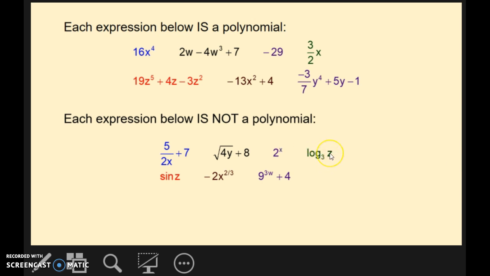Log base 3 of z is not a polynomial. Log functions would not be considered polynomials. Same thing with sine of z. That one would not be a polynomial. Although it is a smooth continuous curve, it doesn't quite fit the characteristics of polynomials. And then here, negative 2x to the 2/3 power would also not qualify because we have a fractional exponent. We need whole number exponents. What this essentially means is that we're going to square something and then take the cube root. That won't work. And then that 9 to the 3w plus 4 also doesn't work because of the variables in the exponent.